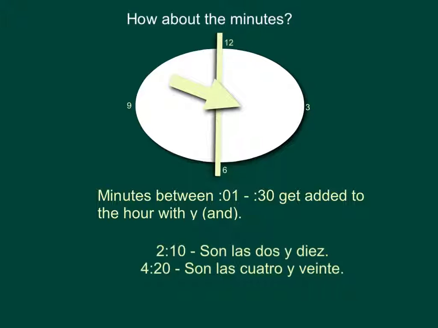You try one. How would you say it's 6:25? If you said son las seis y veinticinco, you would be right. Now here's a really tricky one. How would I say it's 1:05? If you said es la una y cinco, you are perfecto. Muy bien.